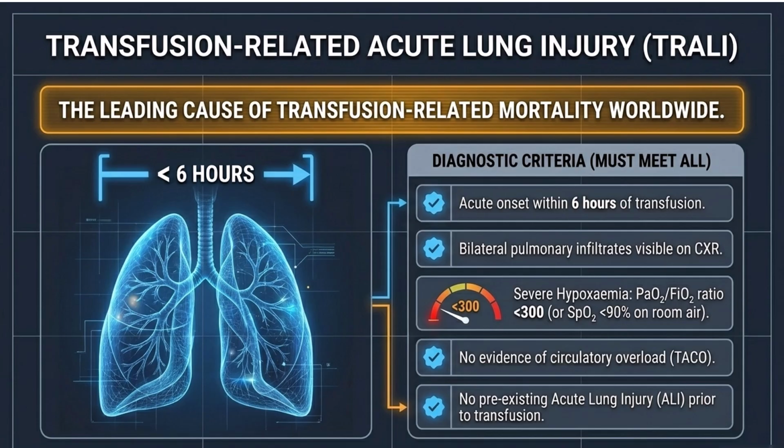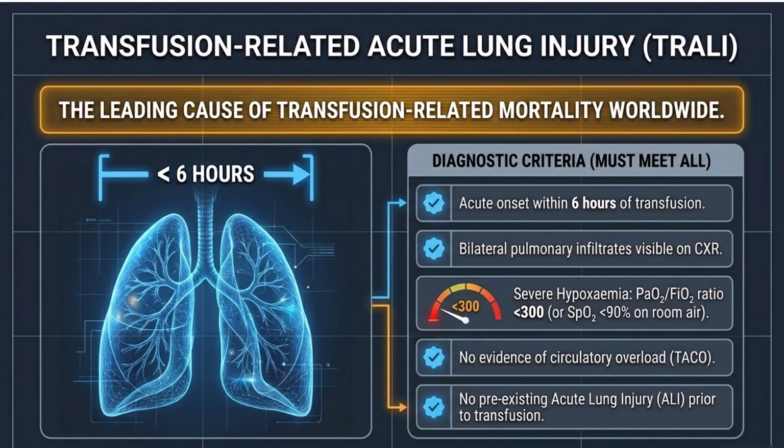So there will be acute onset within 6 hours of transfusion. The time window is critical. A reaction more than 6 hours post transfusion can be classified as possible TRALI or delayed TRALI. Second is bilateral pulmonary infiltrates on the chest X-ray. So there will be bilateral fluffy non-homogeneous infiltrates, sometimes described as the batwing pattern. It is important that in this the heart size is normal, unlike TACO where there is cardiomegaly.